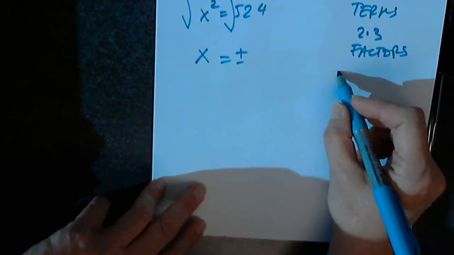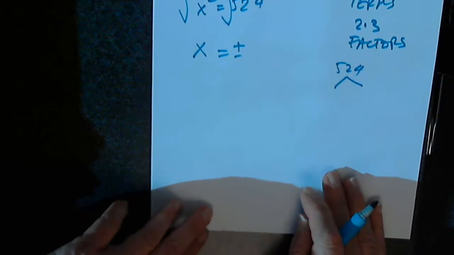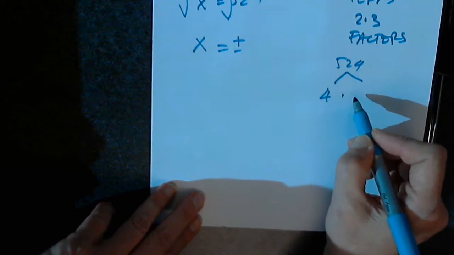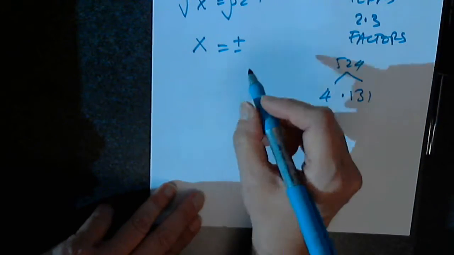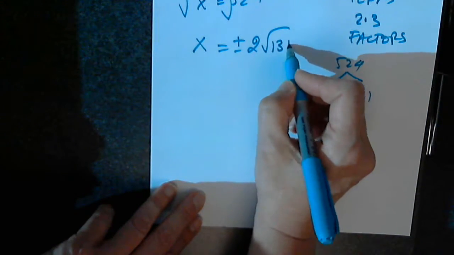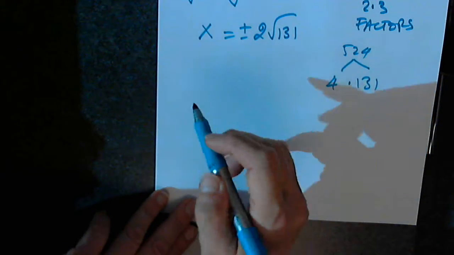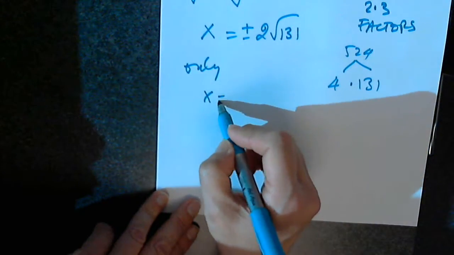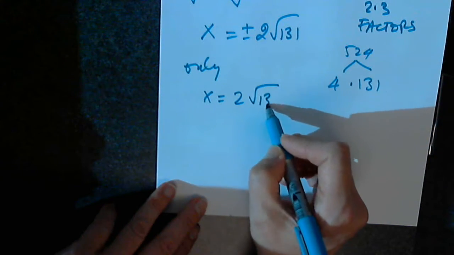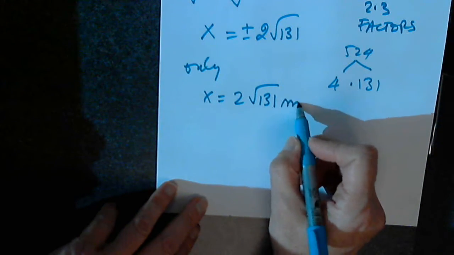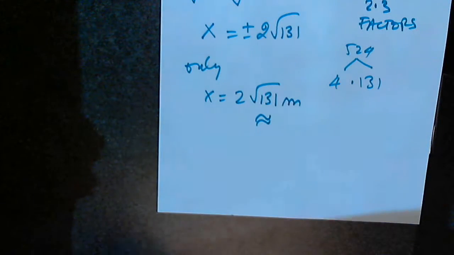So what did you get 524 split into? 4 times? How much? 131. So that would be 2 times the square root of 131. Obviously, only x equals positive 2 the square root of 131, which is in meters. You can approximate it if you want to.